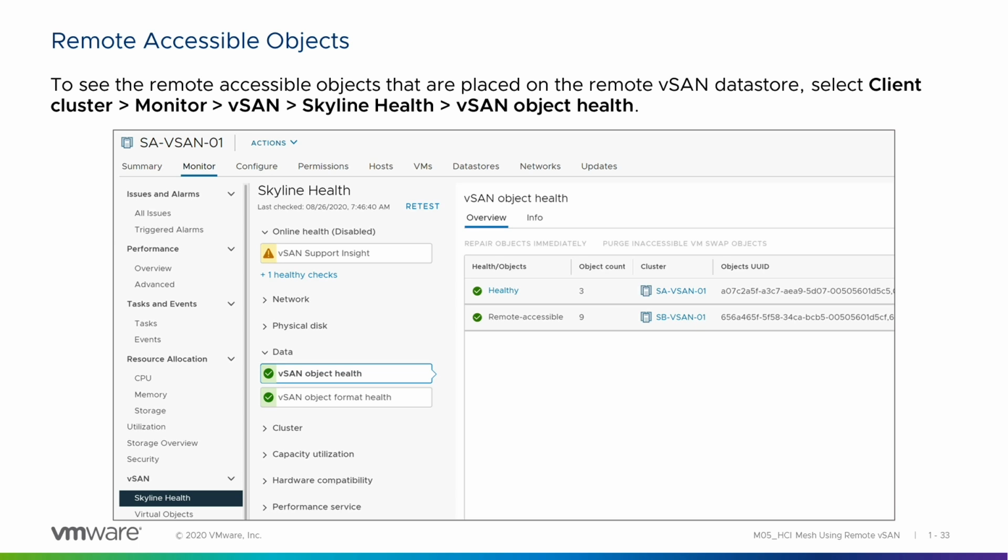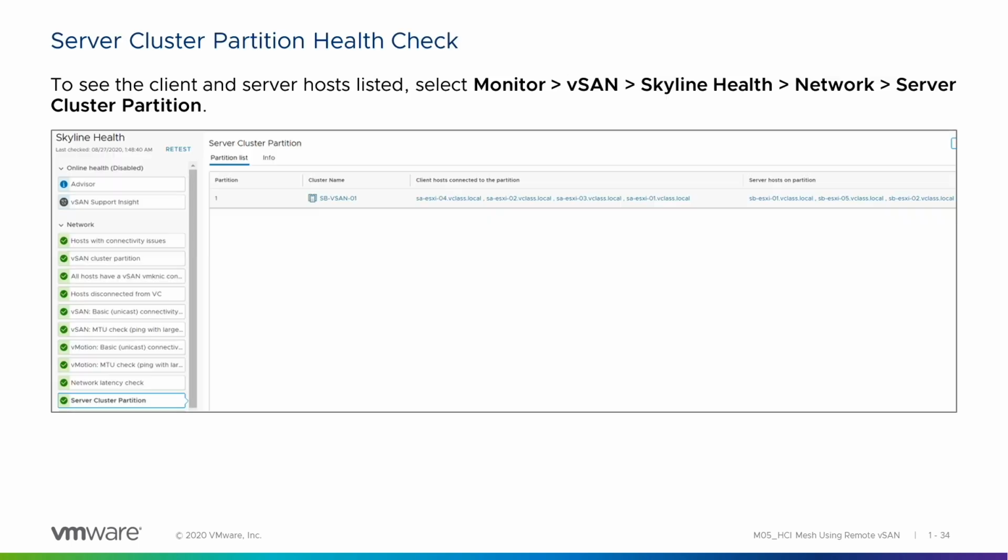Now, if you take a look at this, here we're talking about Skyline Health. Remember, this is your best friend for troubleshooting. So if we introduce new features, you better believe that we're going to have a new section of that feature in Skyline Health. And as you can see here, notice you can see information about your local objects and also remote accessible objects. In this case, everything looks good. And this is what you want to see.